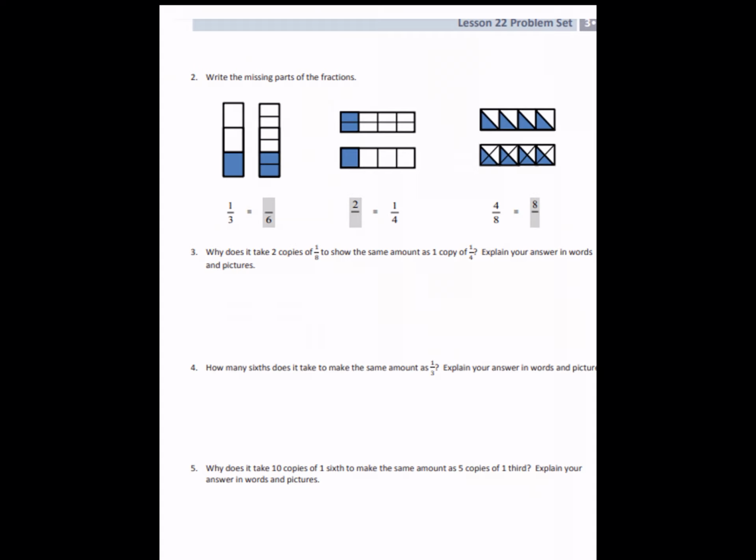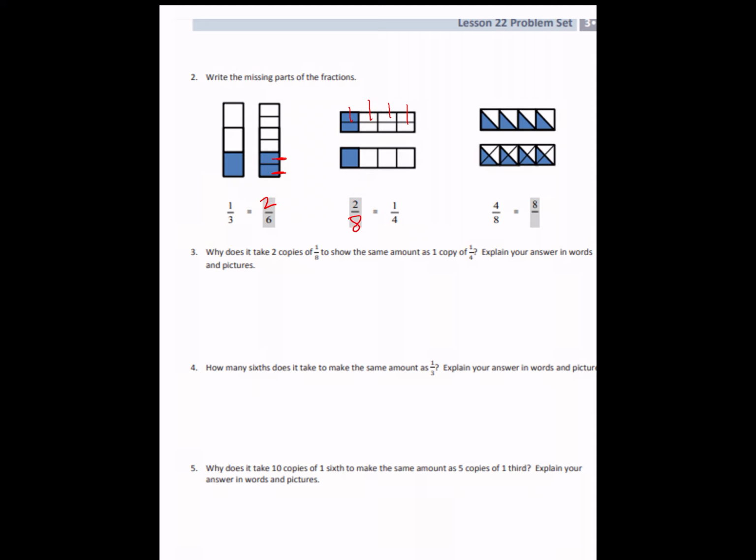Here we go. 1 third is equal to blank sixths. 1 third is equal to 2 sixths. I counted 1, 2. 2 blank is equal to 1 fourth. So we've got 2, 4, 6, 8. 2 eighths is equal to 1 fourth.